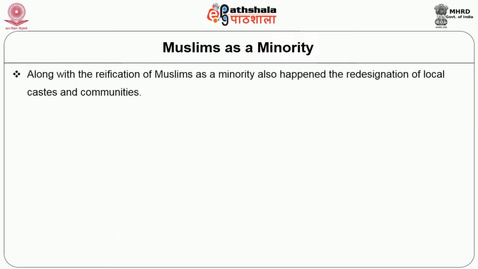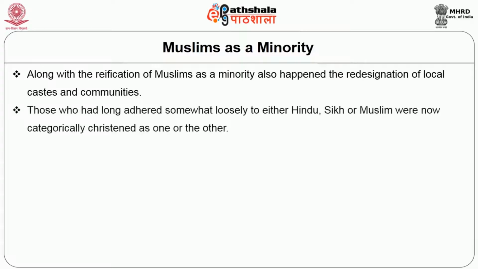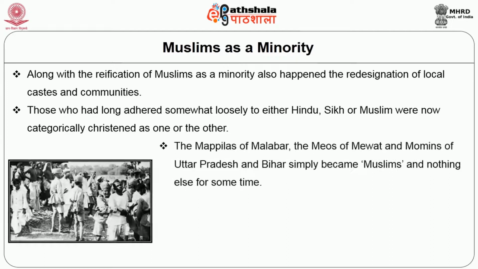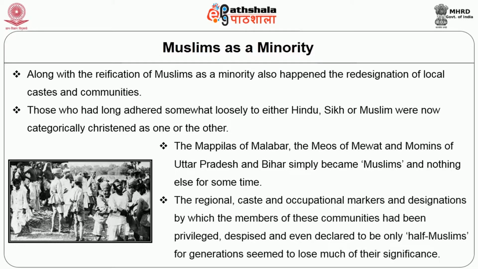Along with the reification of Muslims as a minority also happened the redesignation of local castes and communities. Those who had long adhered somewhat loosely to either Hindu, Sikh or Muslim were now categorically christened as one or the other. The Mopilas of Malabar, the Meos of Mewat, the Momins of Uttar Pradesh and Bihar simply became Muslims and nothing else for some time. The regional caste and occupational markers and designations by which the members of these communities had been privileged, despised and even declared to be only half-Muslims for generations seemed to lose much of their significance.